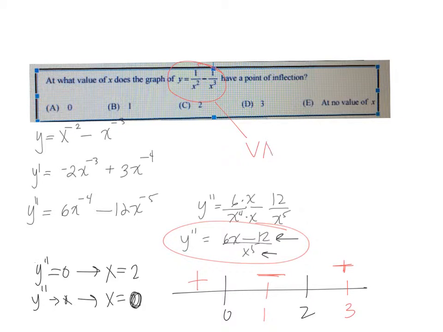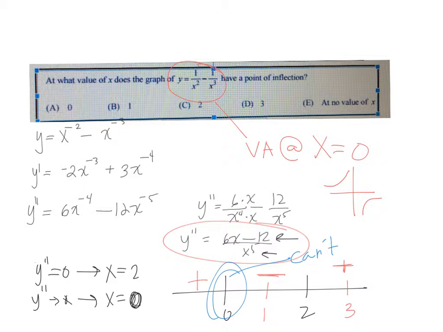You have a vertical asymptote at x equals 0. You cannot have a point of inflection at a vertical asymptote. Yes, there will be a vertical asymptote, maybe it's concave up and then concave down on either side of the asymptote, but that doesn't mean that it's a point of inflection. It's just that the asymptote is showing a change of concavity. So even though it was a candidate for a point of inflection, it can't be, because originally we have a vertical asymptote there. So the only candidate is C, x equals 2.